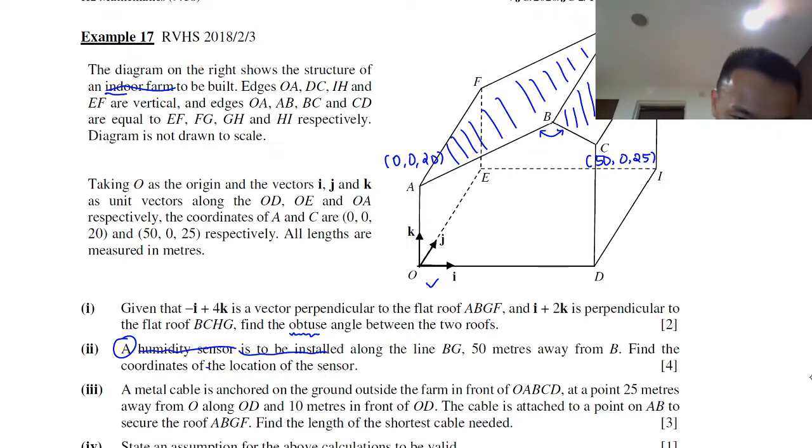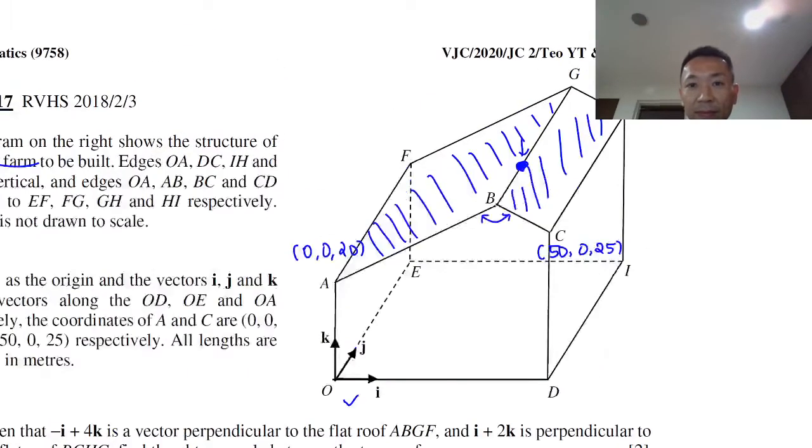Find the coordinates of A. This A is to be installed along BG. Where's BG? Oh, here. 50 meters. So you want to install it here. This is your A. Correct? Okay, here. You want to install here. Right? 50 meters. That means this one must be 50.